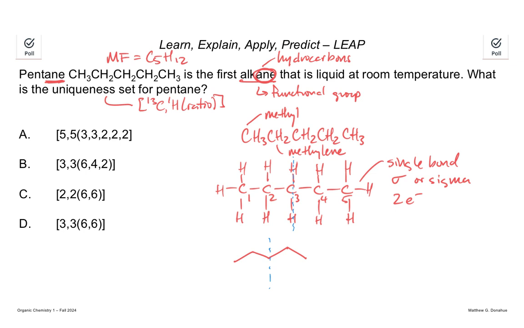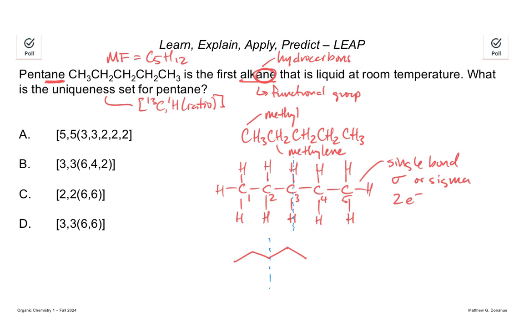So 2, 3, and 4 all have CH2 groups. To a first approximation, you could say, yeah, they're all methylene. But of those groups, are they all the same in terms of uniqueness? No, why not? The one in the middle is bonded to different types of carbons than the other ones.